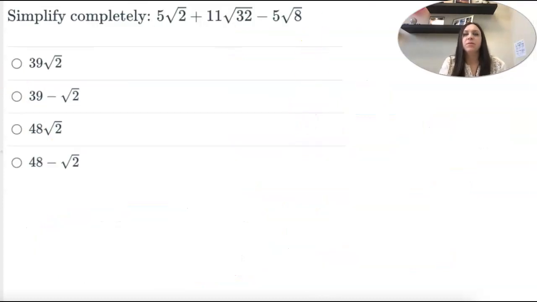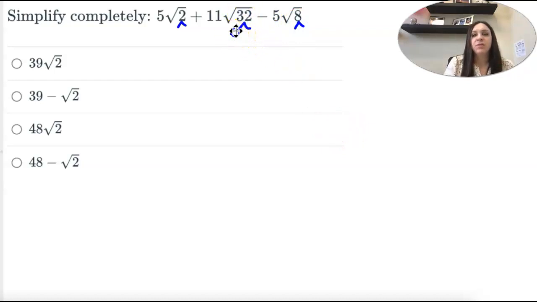Okay, so remember the inside under the square root has to be the same. So I have square root of 2, square root of 32, and square root of 8. None of those are the same, meaning we can't add. So we're going to see if we can simplify any. 2's already prime, we can't factor that, but we can factor 32 and 8.